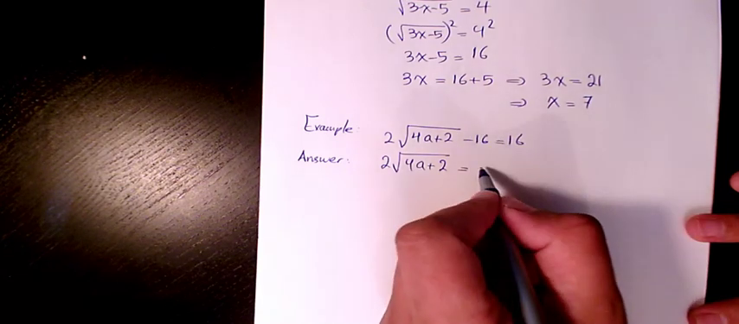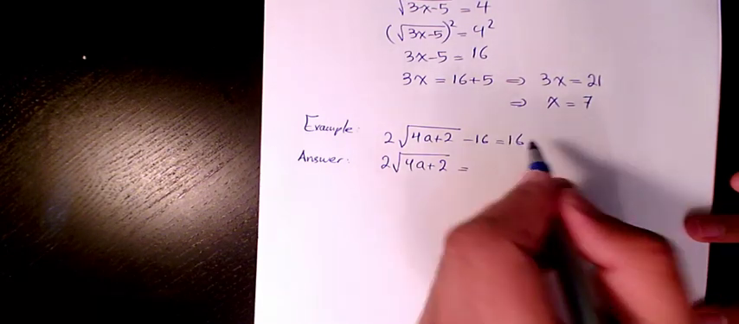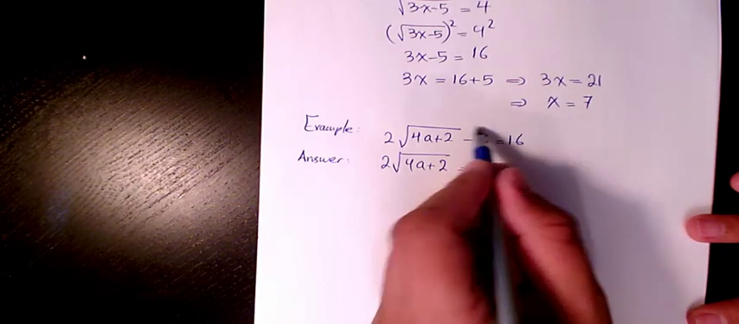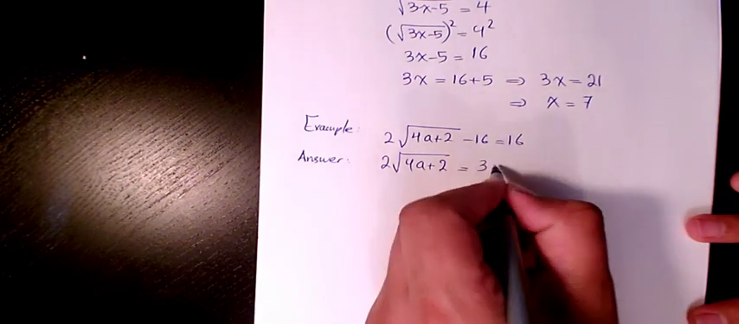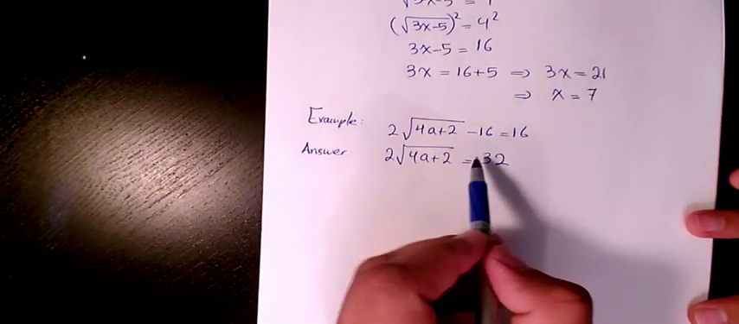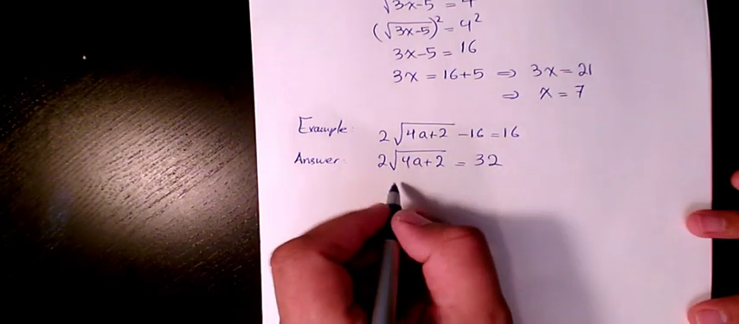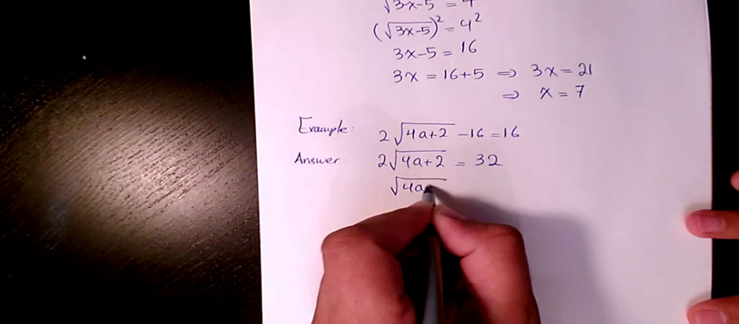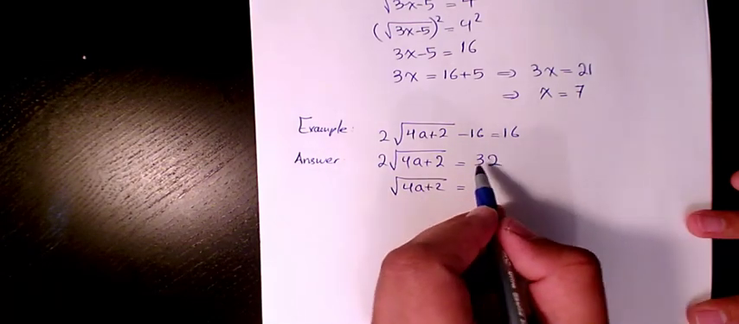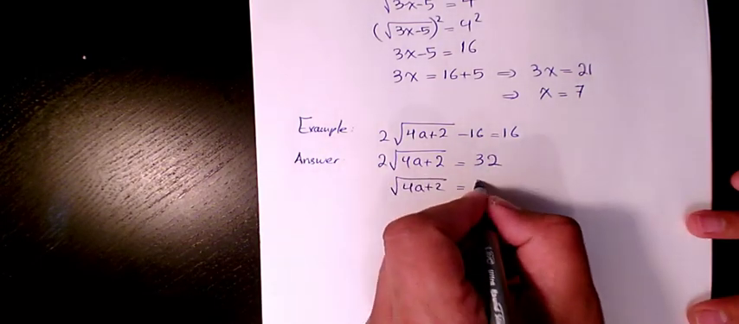The 16 goes to the right hand side. It's going to be 16 plus 16, because negative becomes positive, so it's going to be 32. And then I need to divide both sides of this equation by 2, so it's going to be square root of 4a plus 2, and on the right hand side it's going to be 32 divided by 2, which is 16.